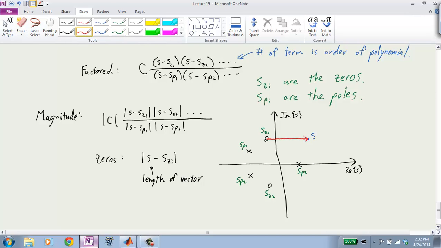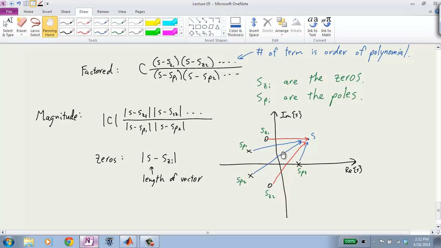Then the magnitude of this first term is simply take this line here. That vector is S minus SZ1, right? And that is exactly what this magnitude is. So you would take your distance to the zeros, and you'd multiply them. And you take your distance to the poles, and what do you do with those distances? Divide. So the magnitude of the Laplace transform at any one point is the product of the distances to the zeros divided by the product of the distances to the poles. So very easy geometrically to interpret that.